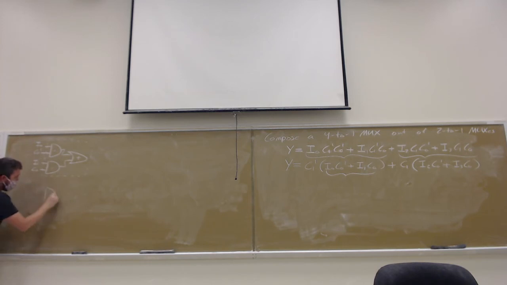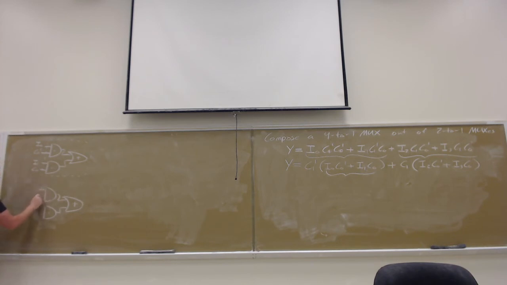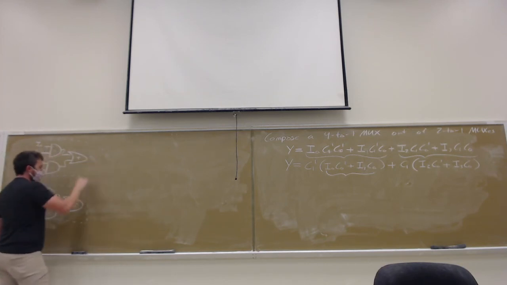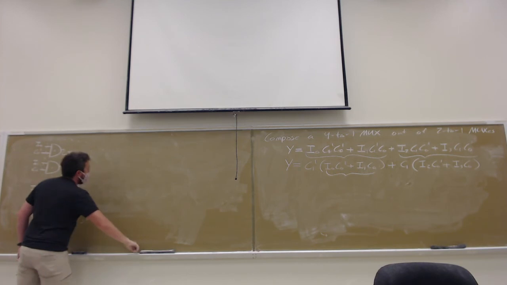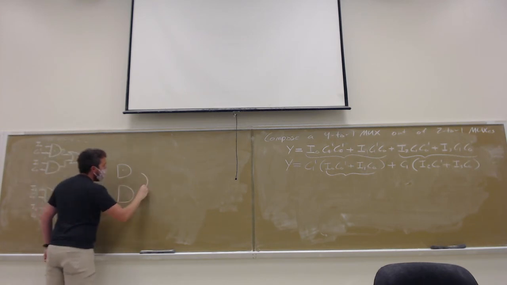Then we have our second 2-to-1 mux. And this time we're going to pull from I2 and C0 prime and I3 connected to C0. And that's our second 2-to-1 mux. And then the outputs of these two logic circuits will be the input to our second 2-to-1 mux.